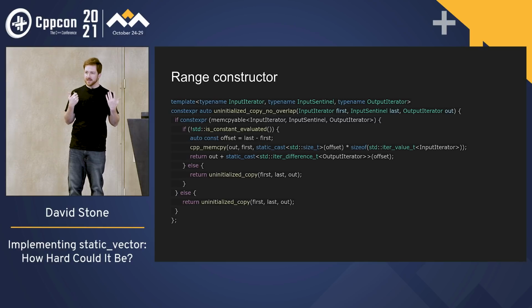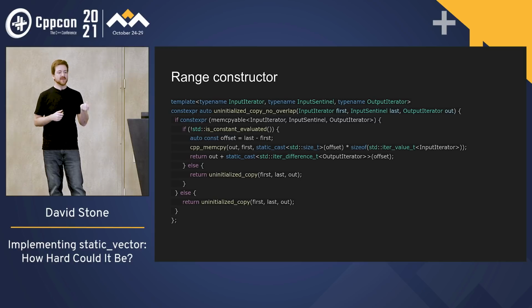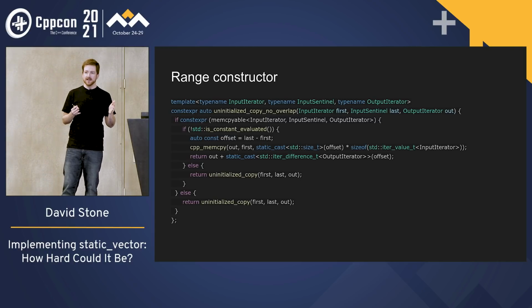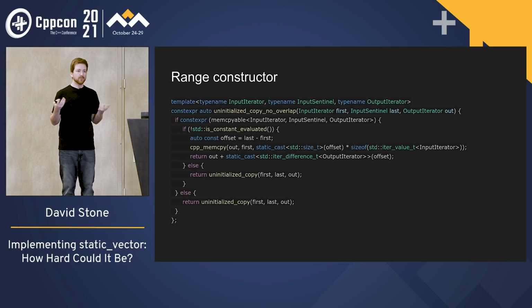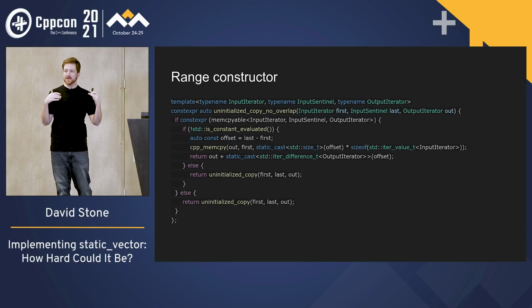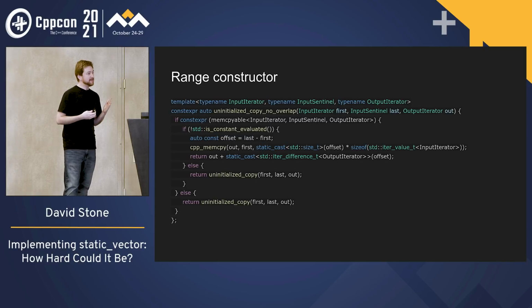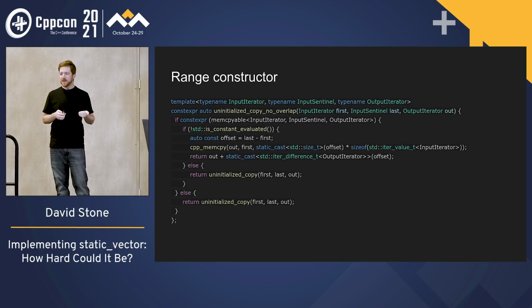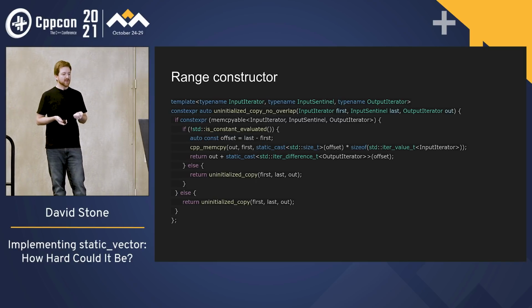But memcpy is not usable at compile time. So that's why we have first, is it memcopyable, which is basically just saying, is the range input iterator and sentinel a contiguous range? And is the output iterator pointing to a contiguous range, basically pointers? And are the types of the iterators the same? So this is just a custom trait. If that's true, if it is theoretically possible to memcpy these, then if it's not constant evaluated, use memcpy. Otherwise, fall back on initialized copy in either case.